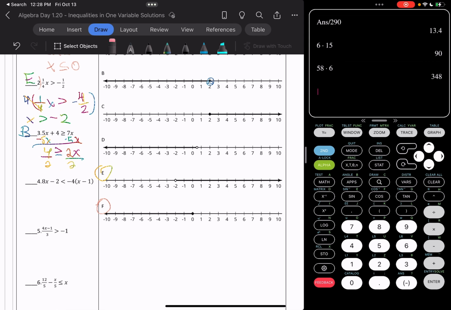All right, let's look at the next one. So for number 4, the key here is on the right side we need to distribute first. So we have 8x minus 2 is less than negative 4x. Then a negative times a negative is positive 4. I'm going to add 4x to both sides because that'll give me a nice big positive number on the left side. We have 12x minus 2 is less than 4. And then I'm going to add 2 to both sides, so I'll get 12x is less than 6. Divide by 12. We'll get x is less than 1/2. And so I'm looking for a place where there's a 1/2 and it's a less than, an open circle. That would be here, D.